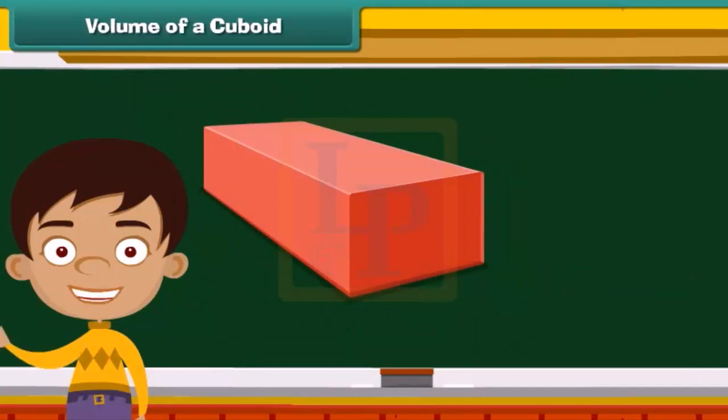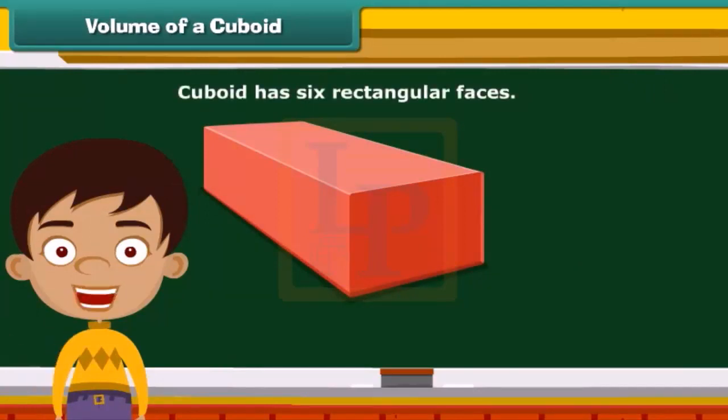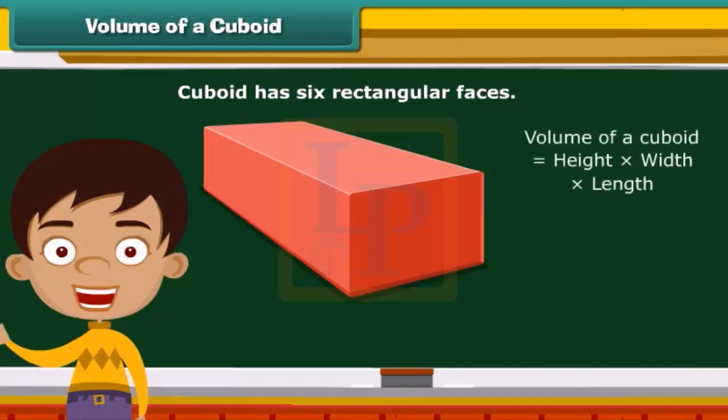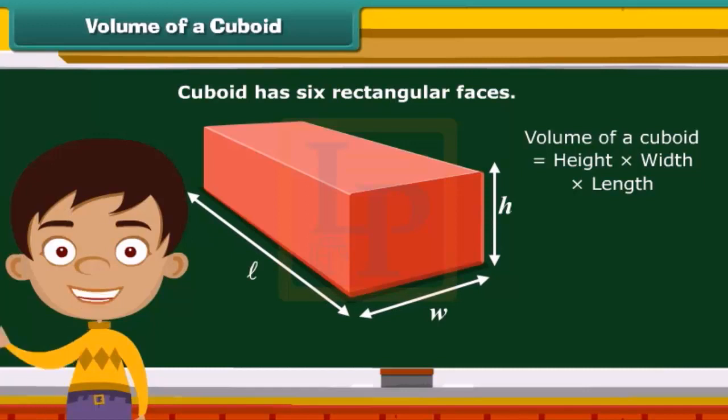Look at this closed box. This is a cuboid which has 6 rectangular faces. Its volume is calculated as height times width times length, or simply volume equals h × W × L.